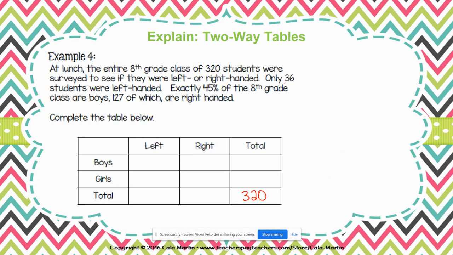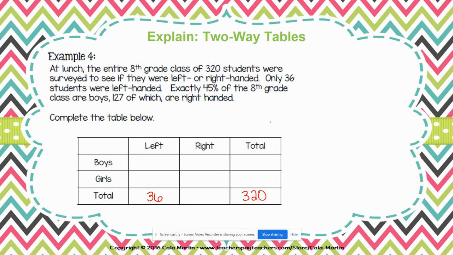It says only 36 students were left-handed. So that's not breaking it up into boys or girls. It's saying 36 total students were left-handed. So I'm going to go to my left-handed column, and I know that the total here is going to be 36.